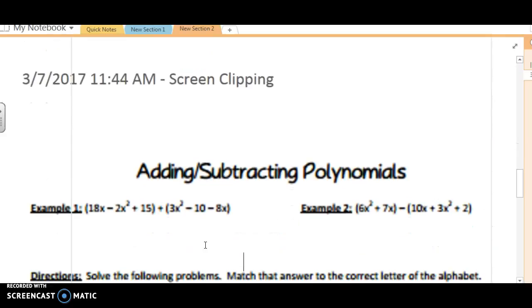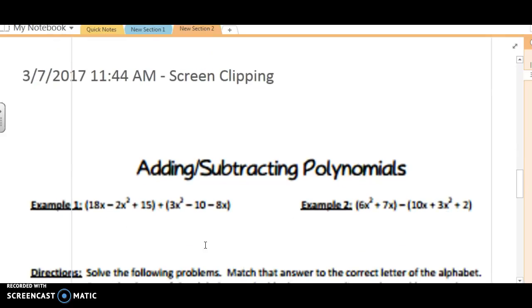If we look on to your next sheet, we have 2 examples here, which I'm going to talk about. And we're adding and subtracting polynomials here. Example 1 is adding 2 different polynomials, 18x minus 2x squared plus 15 plus 13x squared minus 10 minus 8x. So these aren't in standard form. When we're adding or subtracting polynomials, we have to combine like terms.